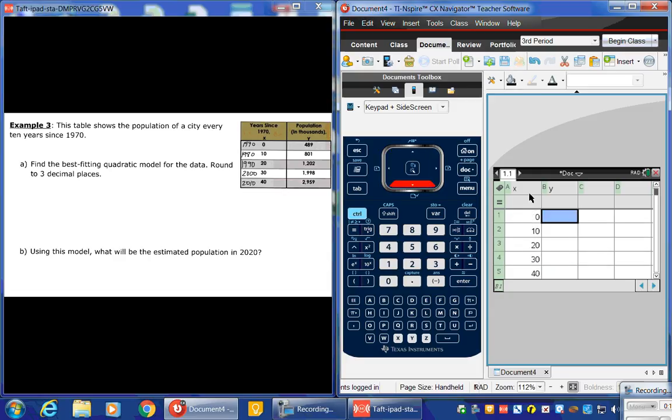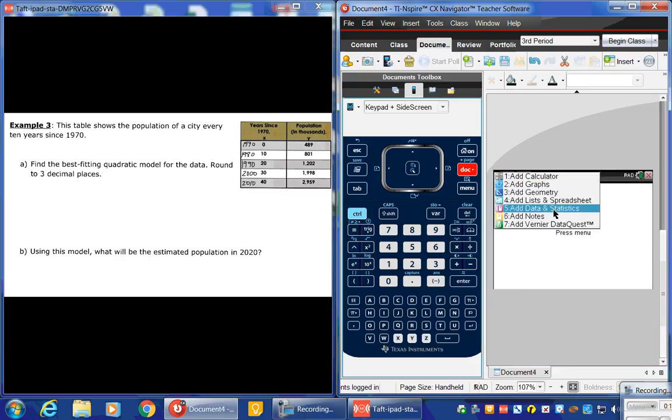In my populations, we have 489,000, remember, 801,000. This is where it gets interesting, because we have 1,202,000. We'll talk about how that works in a minute. 1,998, 2,959. Again, remember, be sure you enter that last data point, otherwise it won't be included on your data and stats page.